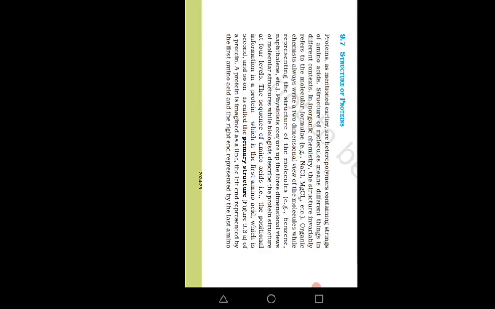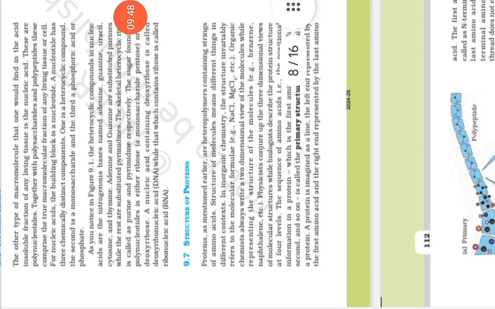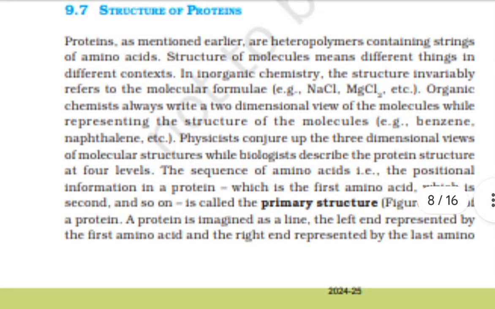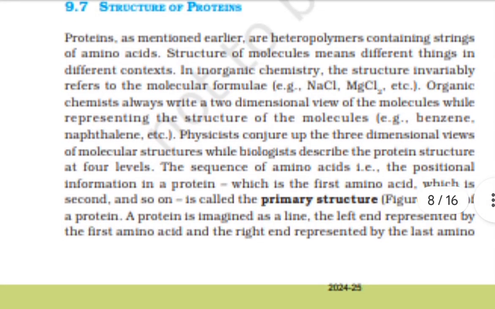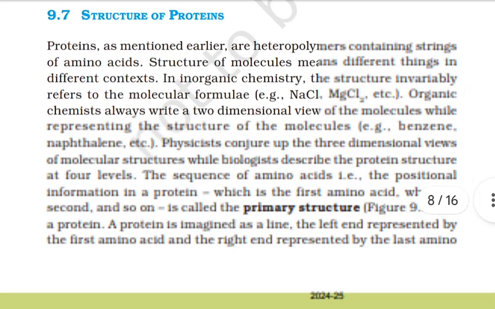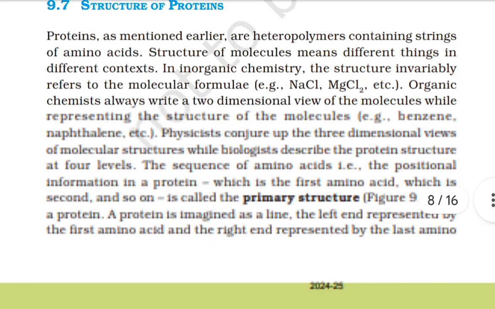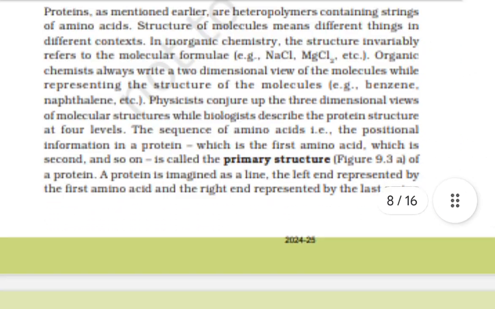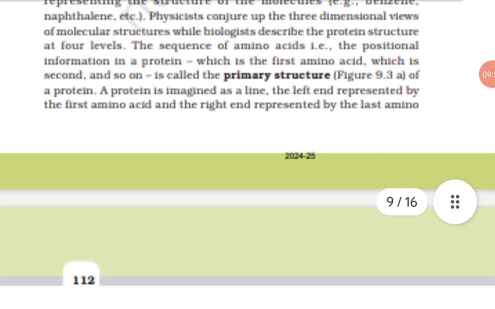Enzymes. Almost all enzymes are protein. Important line. Almost all enzymes are protein. There are some nucleic acids that behave like enzymes. These are called ribozymes. One can depict an enzyme by a line diagram.